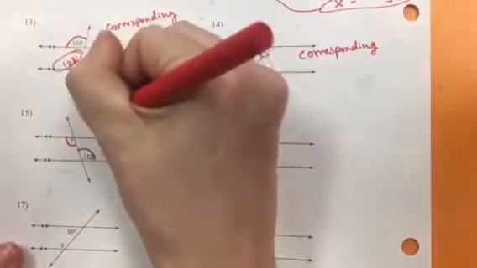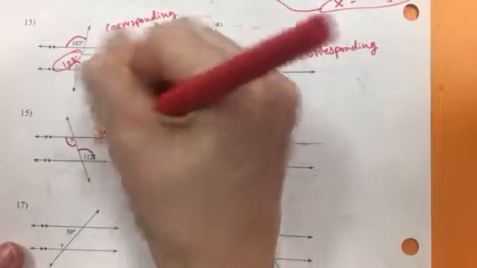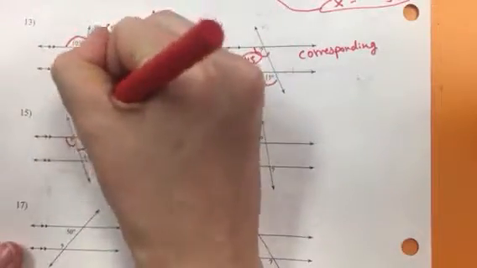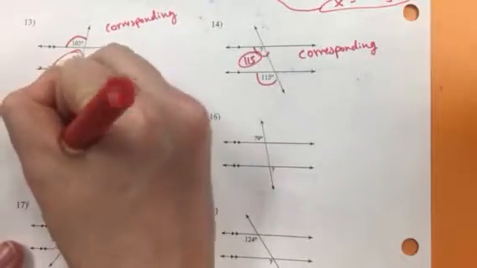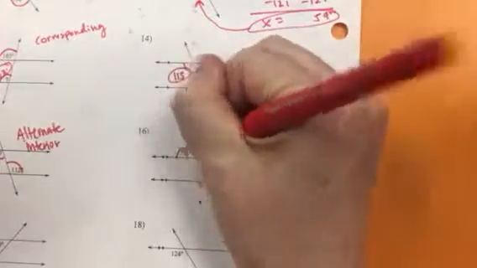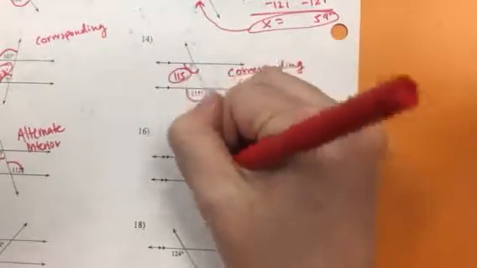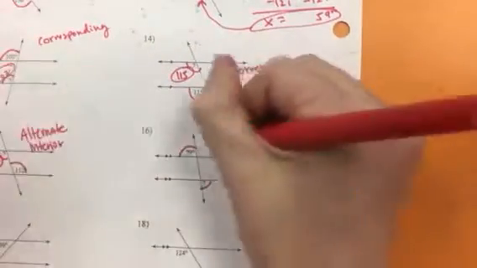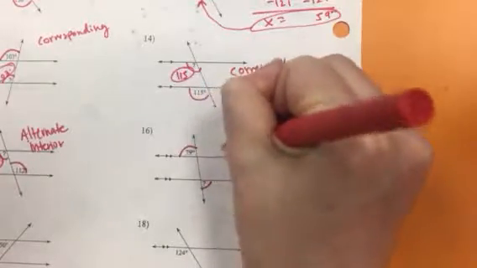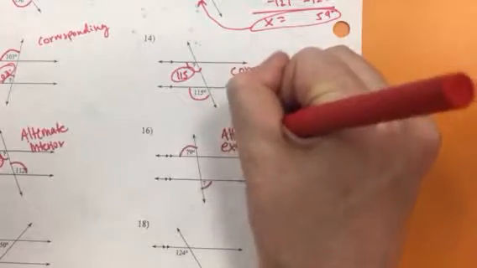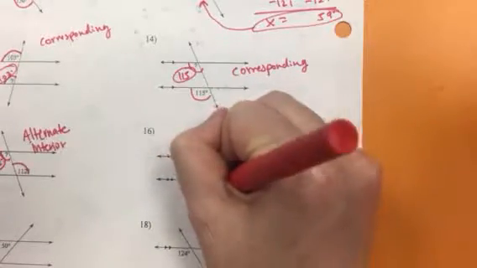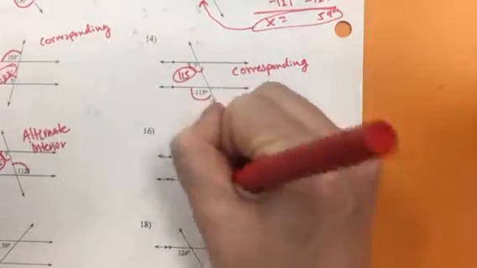Ooh, these ones are inside parallel, so interior, and then they're alternating, which means they are equal, same size. This time they're both outside of the parallel lines, which means they're exterior, and they're alternating, which means this has to be the same size as well. Same size angle.